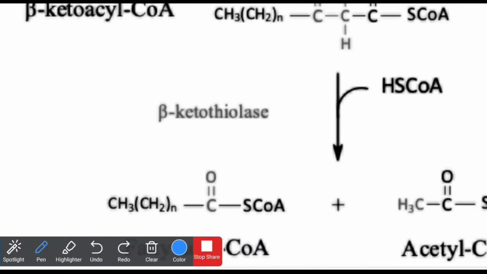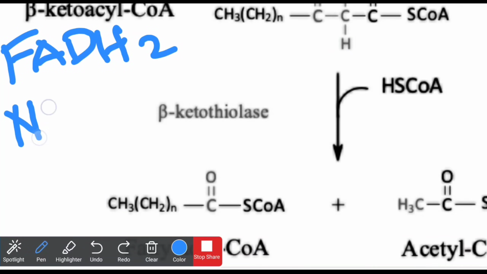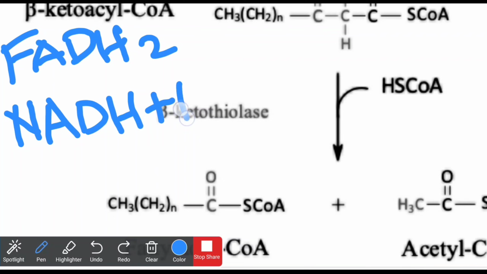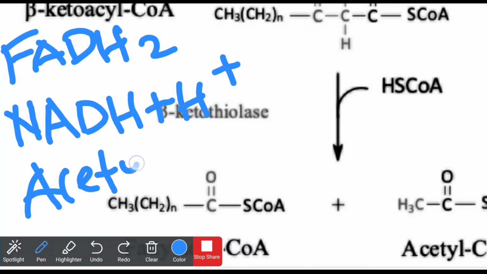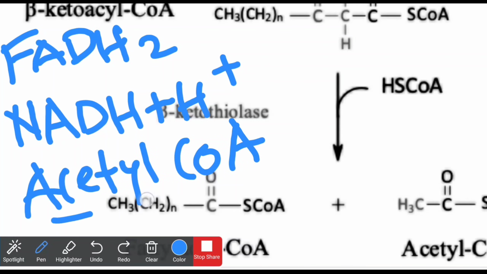This was all about the beta oxidation of the fatty acid and the formation of one molecule of FADH2, one molecule of NADH plus H plus, and acetyl coenzyme A, depending on the length and nature of the fatty acid. If it is an even number, the number of carbons is divided by 2 and you get half as many acetyl coenzyme A. Let's say if 20 carbons are there, you will get 10 acetyl coenzyme A.